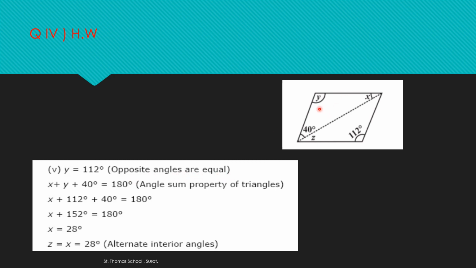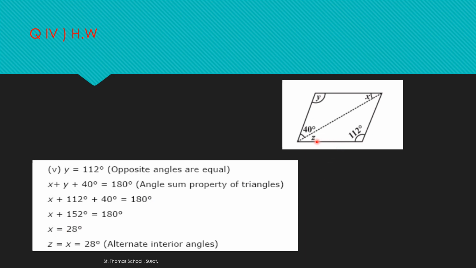Now see here, this is a triangle. So we can write x plus y plus 40 degrees is 180 degrees, angle sum property of a triangle. And y we got 112. So we can write x plus 112 plus 40 is equal to 180 degrees. So what is 112 plus 40? 152. So x plus 152 is equal to 180 degrees. So what is the value of x? 180 minus 152 degrees, that is 28 degrees. It's clear? So we got the value of y and we got the value of x.